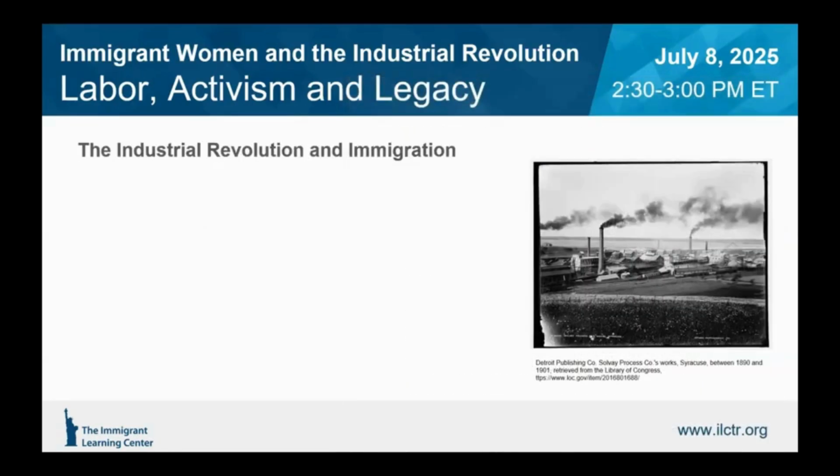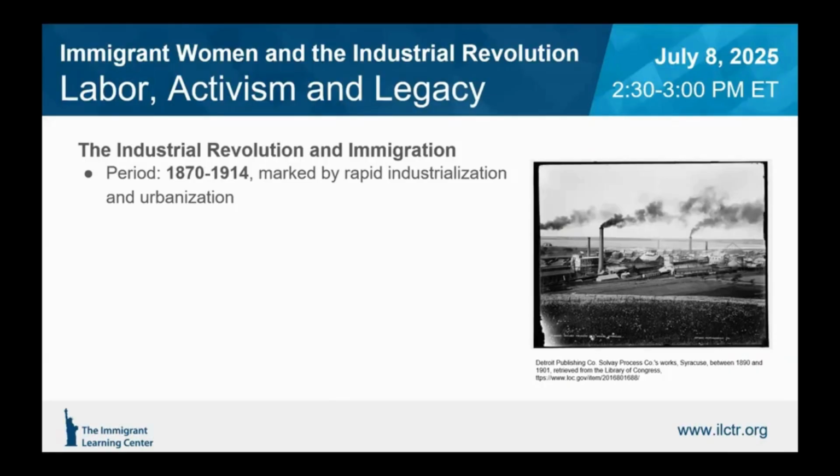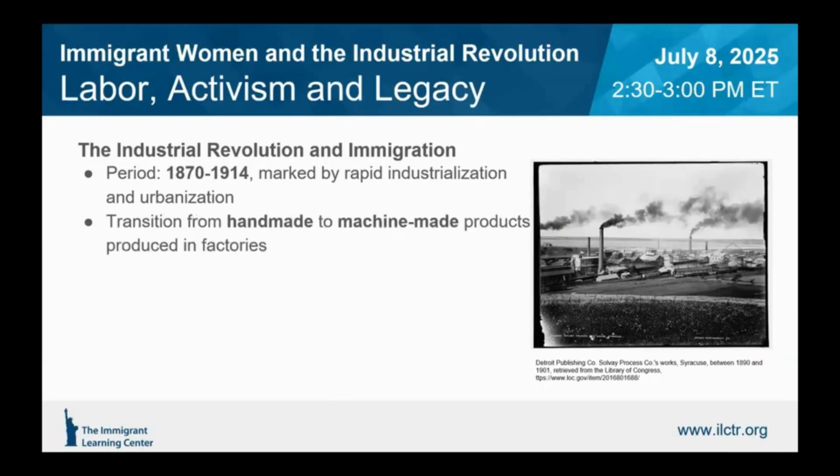So first, quick refresher about the Industrial Revolution. It was the period from 1870 to 1914 when there was rapid industrialization and urbanization, and there were large-scale increases in mass production. So in other words, we moved from handmade goods to machine-made products that were produced in factories. In the United States, the industrialization was concentrated in the Northeast and Midwest. So cities like Boston, where we are, Lowell, New York City, Philadelphia, also Cleveland, Detroit, and Chicago.